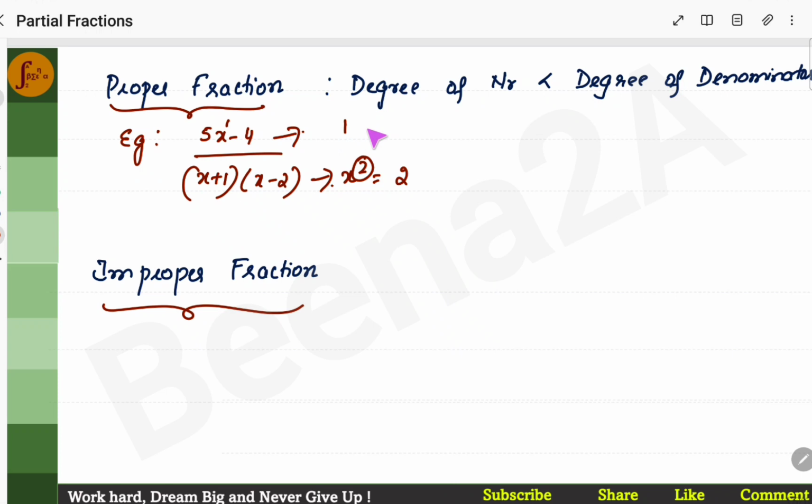Now if you see, numerator degree is 1 and denominator degree is 2. So degree of numerator is less than degree of denominator. So therefore, this is called a proper fraction. This fraction is called a proper fraction because degree of numerator is less than degree of denominator.